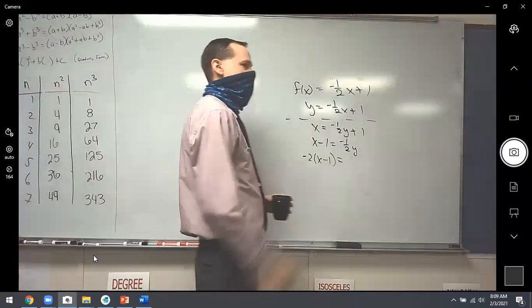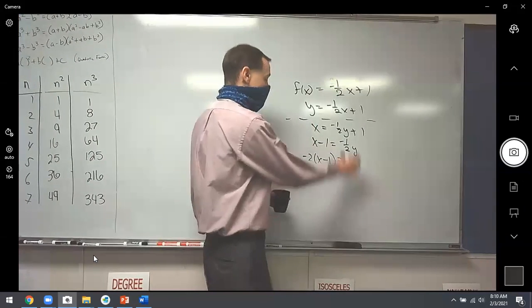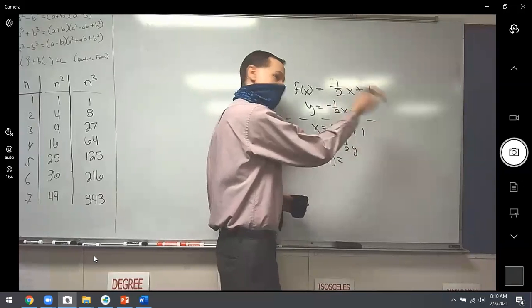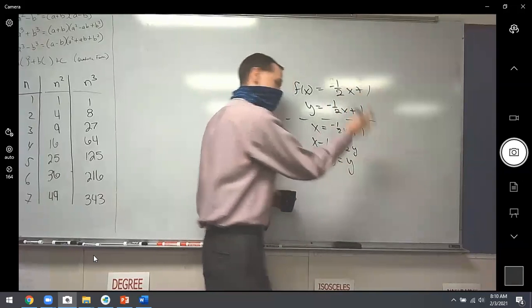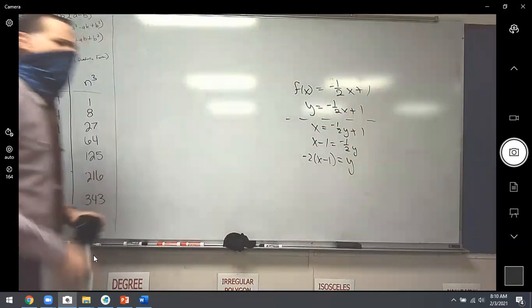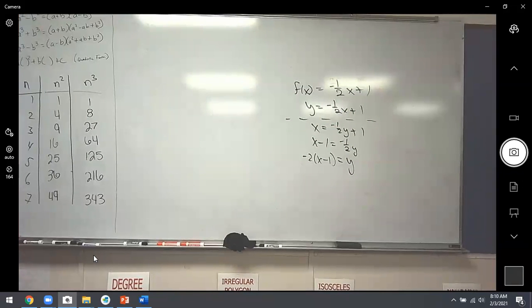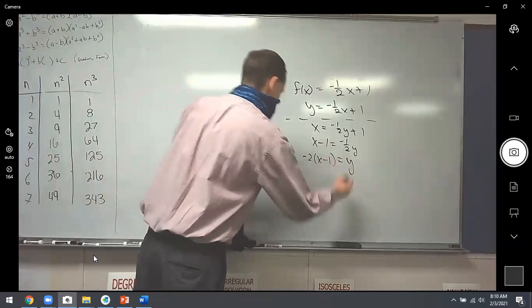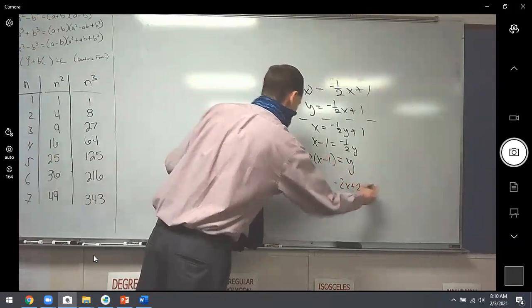We get negative 2 times x minus 1. And on the right, when you multiply by negative 2, well, 1/2 times 2 is 1, and a negative times a negative is positive. So I got positive 1y, or just y. Which was the point. And that's fine. It's a little weird that it's factored. So if I distribute it out, I get negative 2x plus 2.